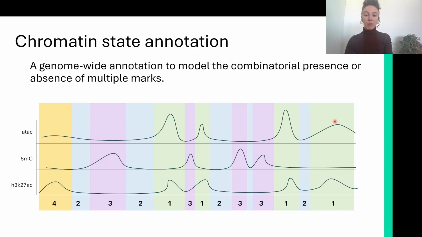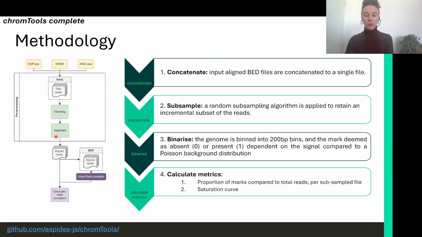However, the reliability of the annotation is affected by the degree to which the underlying datasets represent a complete set of marks. chromTools Complete has been developed in order to allow researchers to assess the completeness of their datasets. It can be used with ChIP, whole genome bisulfite, and ATAC data, and fits into a bioinformatic pipeline post-alignment, requiring aligned bed files as input.